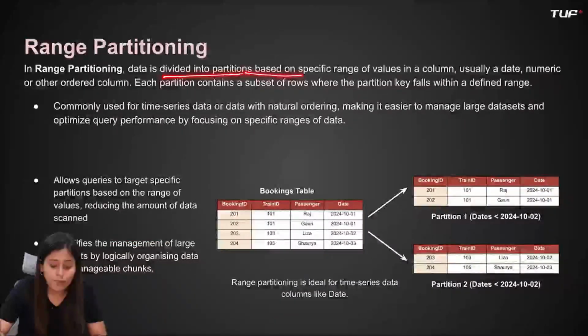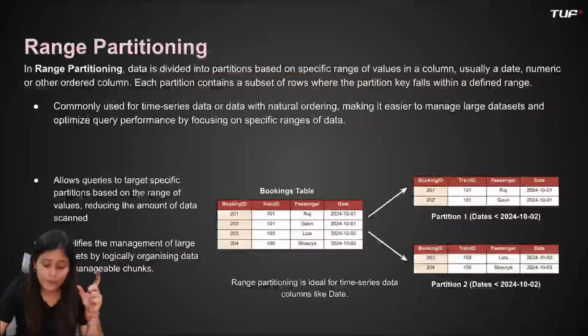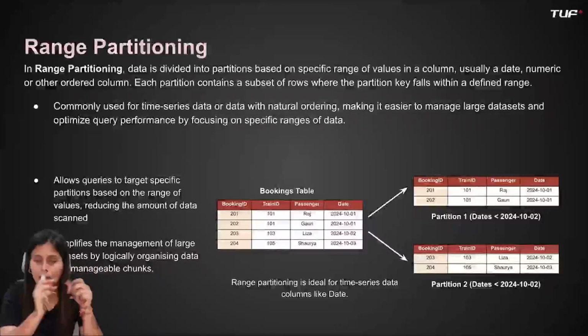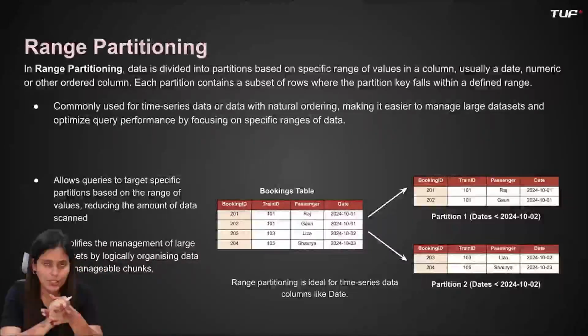Data is divided into partitions based on a specific range of values in a column. So we will search for a particular column, and we'll check if the values fall into the same range. Let's suppose 0 to 10 we consider in one partition, 11 to 20 in a second partition, and so on.